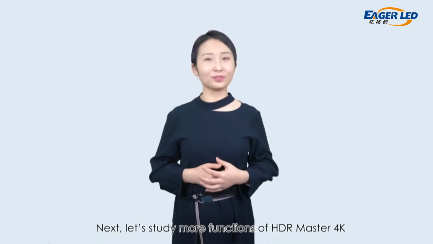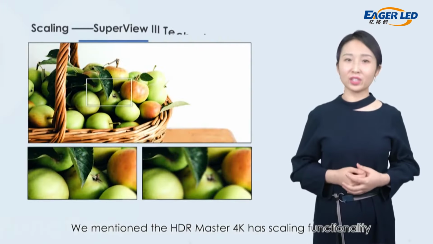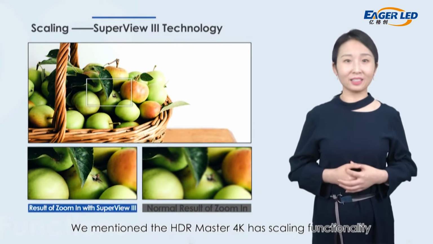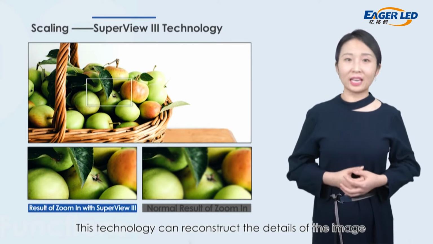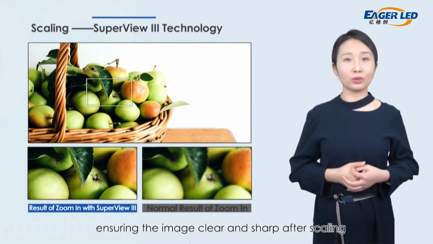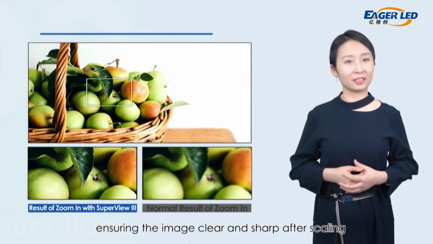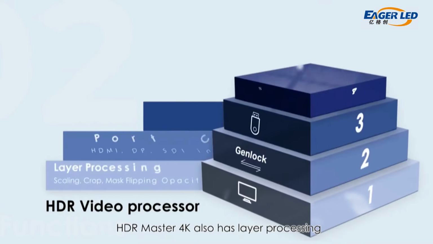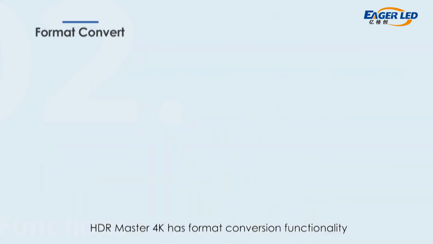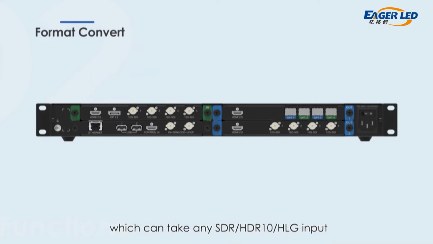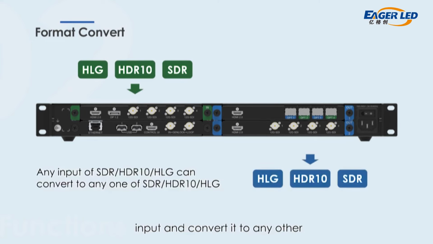Next, let's study more functions of HDR Master 4K. We mentioned the HDR Master 4K has scaling functionality, and it uses our advanced scaling function SuperView 3. This technology can reconstruct the details of the image, ensuring the image is clear and sharp after scaling. HDR Master 4K also has layer processing, image adjustment, mosaic connector converter, BKG or logo loading, and more. HDR Master 4K has format conversion functionality, which can take any SDR, HDR10, or HLG input and convert it to any other SDR, HDR10, or HLG output.